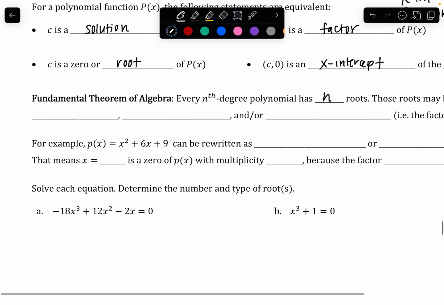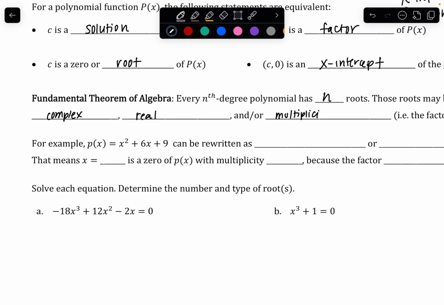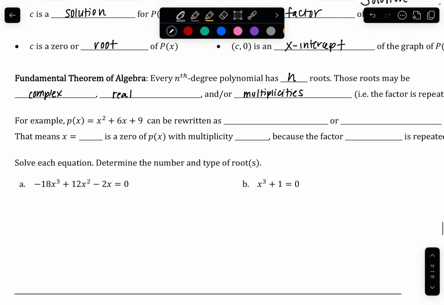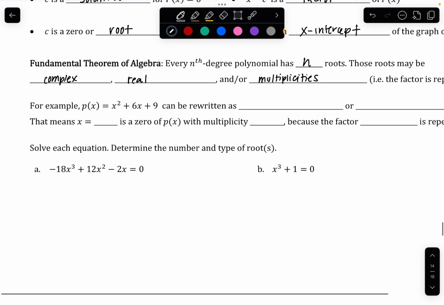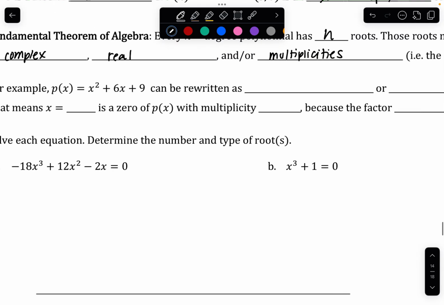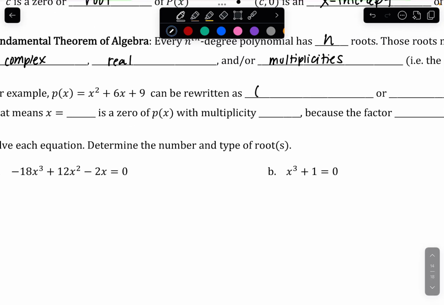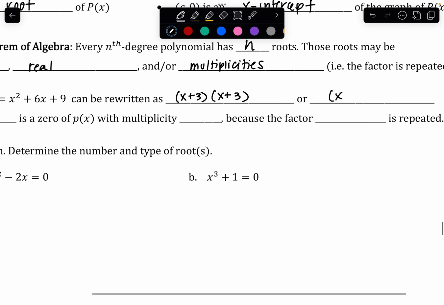These roots, they could be complex, they could be real, or they could be multiplicities. Okay, and so a multiplicity just means you have a repeated factor. So for x squared plus 6x plus 9, that's a perfect square trinomial. It factors to x plus 3 times x plus 3. And so another way we could write that is x plus 3 quantity squared.